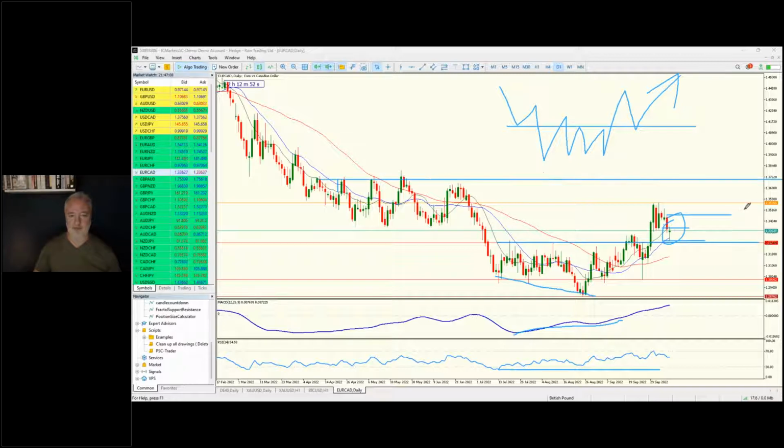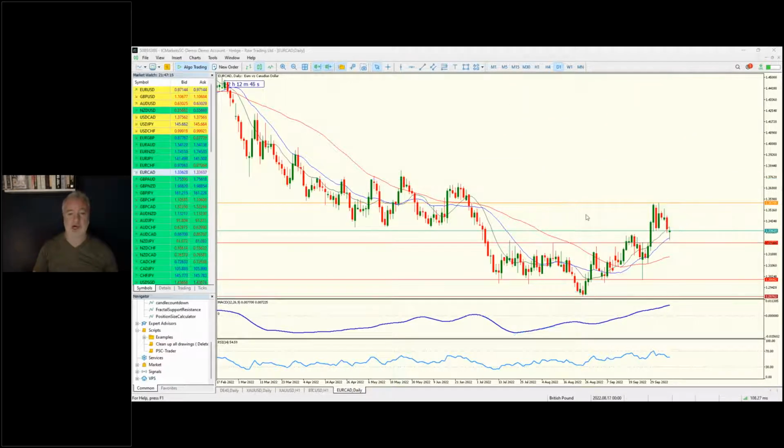There's a strong level. I think that's a fair level. Price is going to try to get there. We'll see. Those are kind of similar types of ideas there. That's Euro CAD. So I would say that it is fair to say more of the Euro pairs are bullish now than bearish. Let's go through the pound pairs quickly as well.